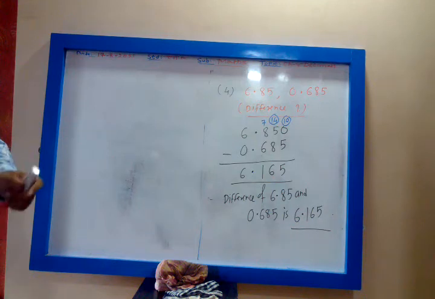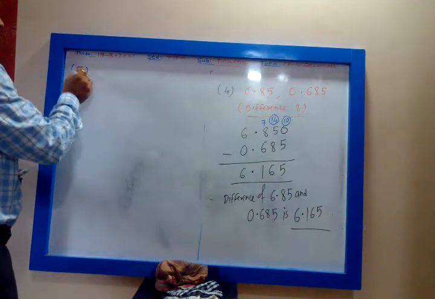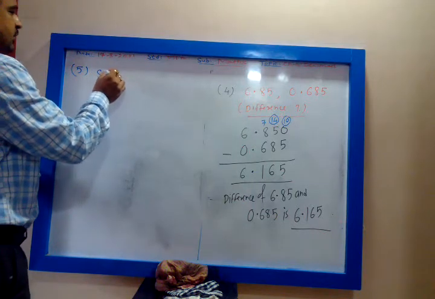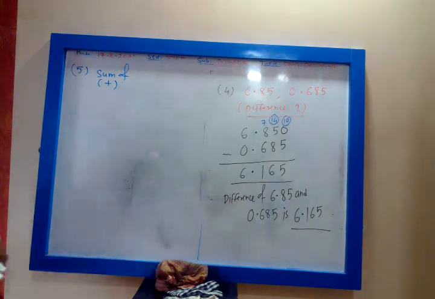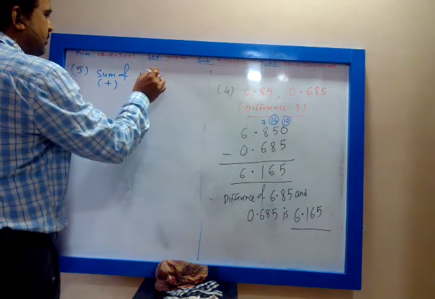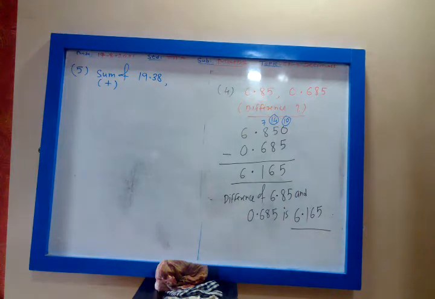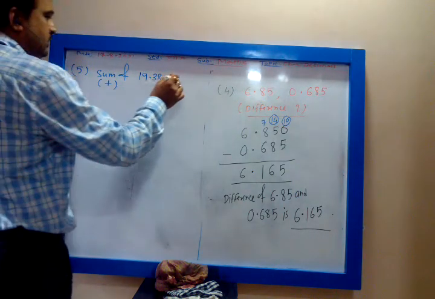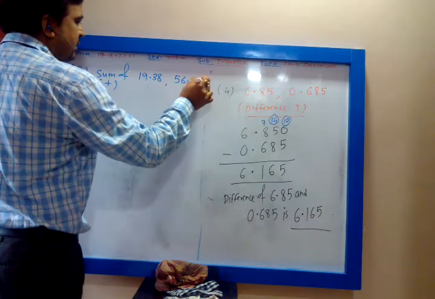Okay. Now take out the sum of the fifth one. You have to find the sum of. Sum means addition of. Sum of which numbers? 19.38 and 56.0. We have to find the sum of these two.